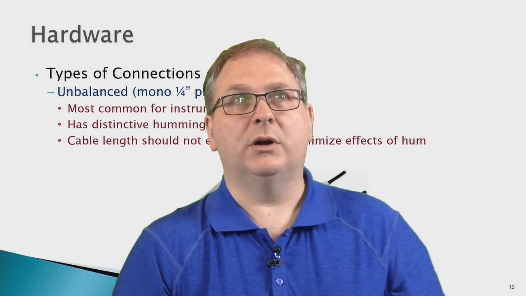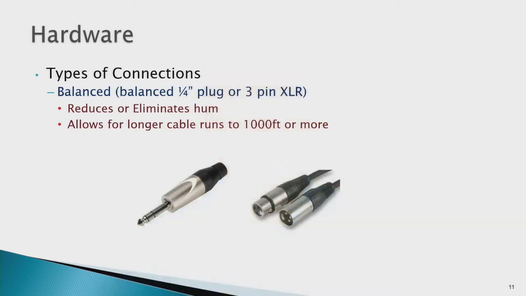And so we're also now going to talk about balanced cables. The difference with a balanced cable is that now you have your plus, your minus, and your ground, whereas before you only had a plus and a minus, or a plus and a ground. In this particular case, the signal is actually balanced over the plus and the minus in reference to ground. And that's going to reduce or eliminate your hum, and allows you to have longer cable runs of up to 1,000 feet or even more.